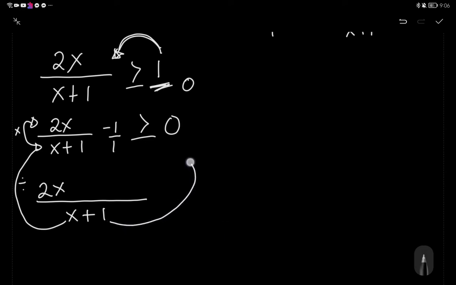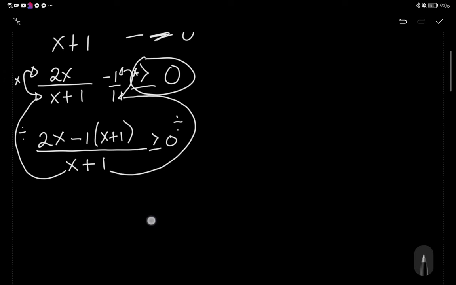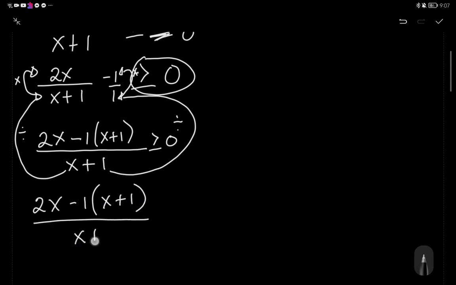Now let's divide x plus 1 by 1. That is x plus 1 times negative 1, that becomes negative 1 times x plus 1. And of course, we are not going to forget greater than or equal to 0. Now let's write it clean. 2x minus 1 times x plus 1 over x plus 1.